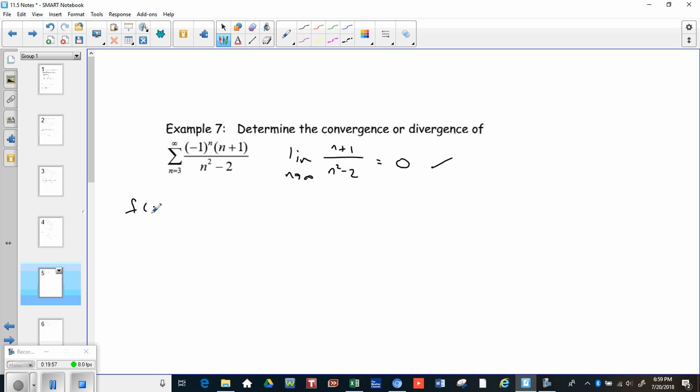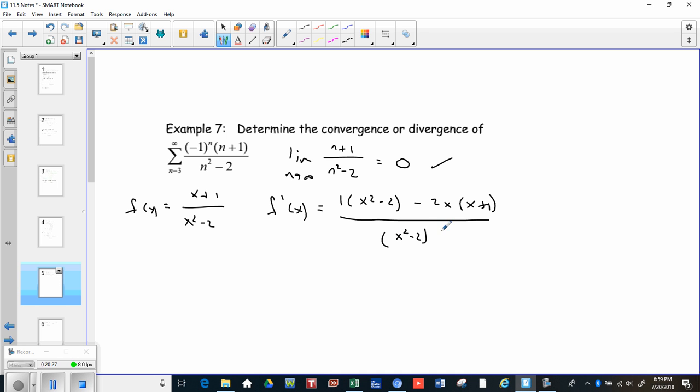Now we'd have to do the derivative so that we can tell when it's decreasing. And hopefully this thing is. It looks like it probably will be, but we'll check it and see. Derivative of the top is 1 times the denominator minus the derivative of the denominator, which is 2x times the numerator, all over the denominator squared. Again, we want that to be less than 0.